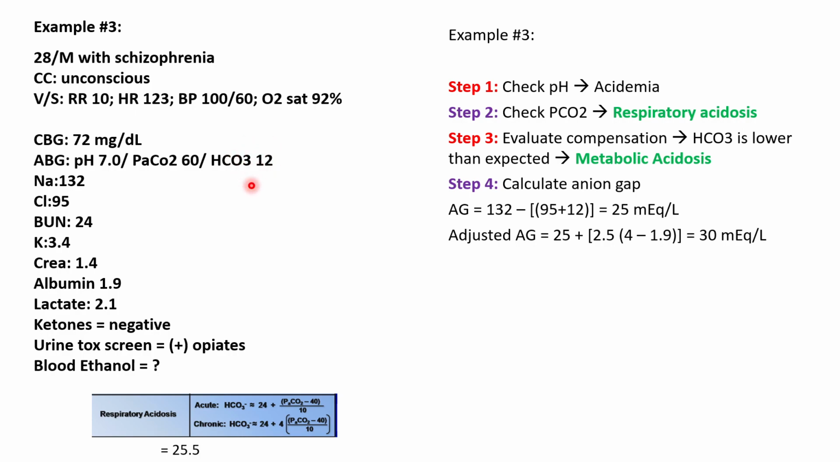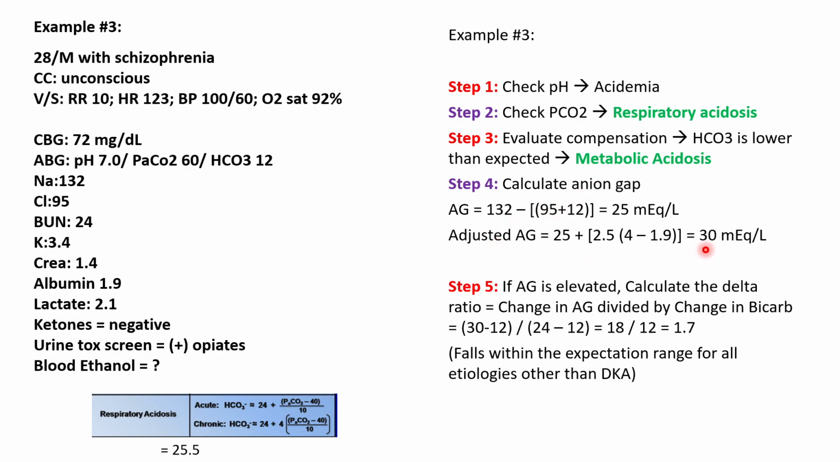Okay? Third, you have a 28-year-old male with schizophrenia but unconscious. So your CBG shows low sugar. So you must give D50-50 here for the adult because this is a 28-year-old. But then upon interpreting the ABG, your pH is 7.0. Check the PCO2, 60. So this might explain the acidosis. So you might have respiratory acidosis.